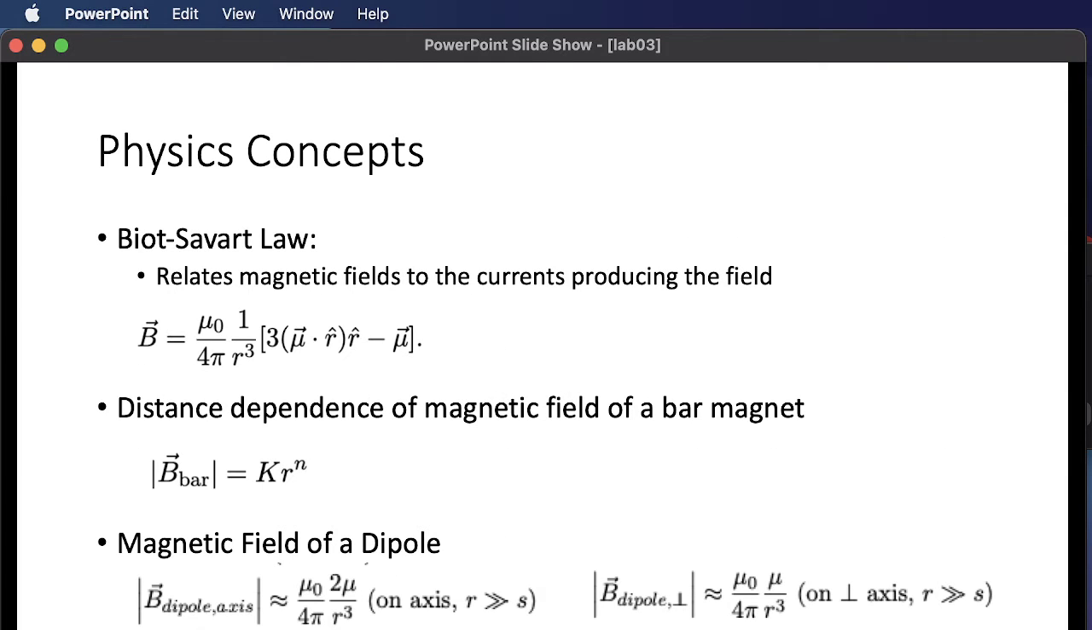The main physics concept at play is the Biot-Savart law, which relates the magnetic fields to the currents producing the field, and you can also see that the magnetic dipole moment is in this equation, so we're going to be using it to solve for it. We're also going to be looking at the distance dependence equation, which is given by k times r to the n. And lastly, we're going to be using the magnetic field of a dipole both on axis and perpendicular axis.